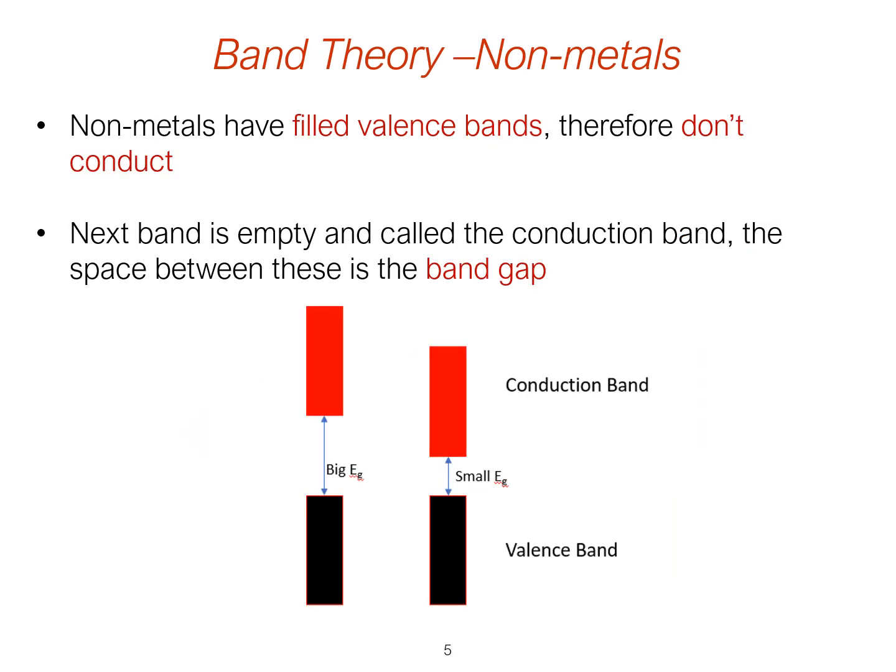So that's why metals can conduct electricity. To be able to conduct electricity, we have to have that partially filled band. So what about the other two options? We've got insulators and semiconductors.